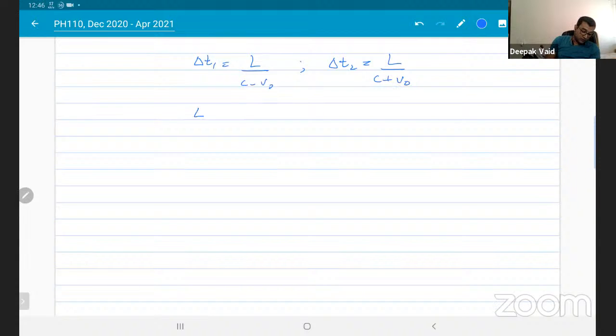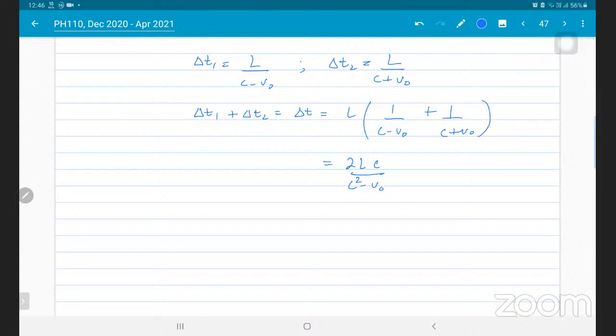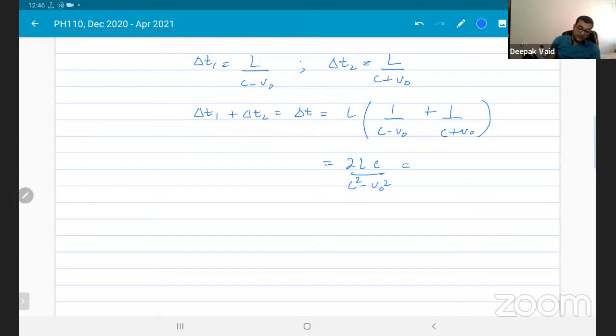What is the total sum of these two? Delta t1 plus delta t2 is delta t. And if I take the sum of these two expressions, what do I get? I get 2Lc divided by (c square minus v naught square). I take c square common in the denominator, and I get 2L by c over (1 minus v naught square by c square).